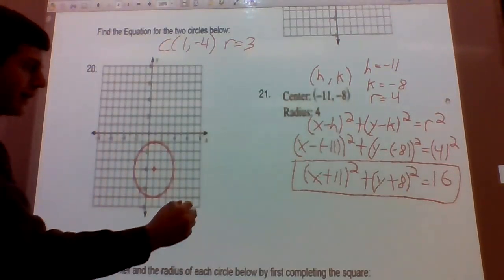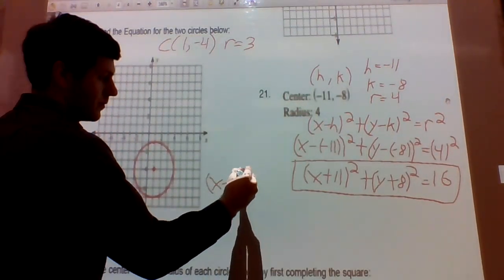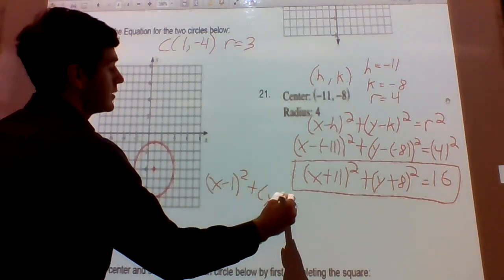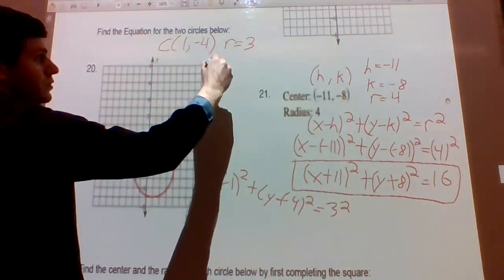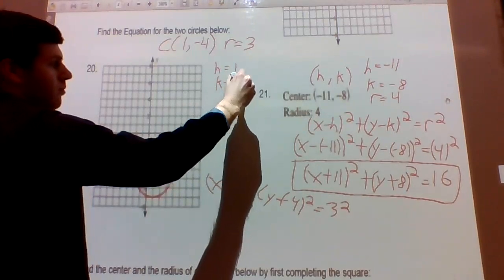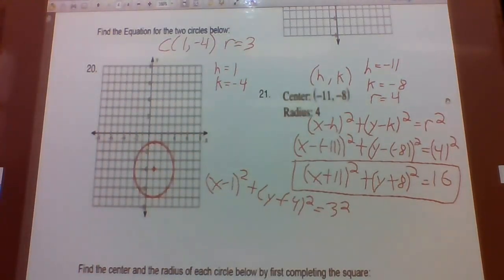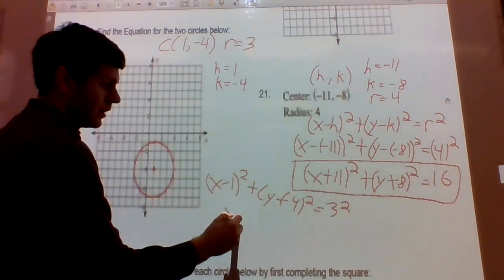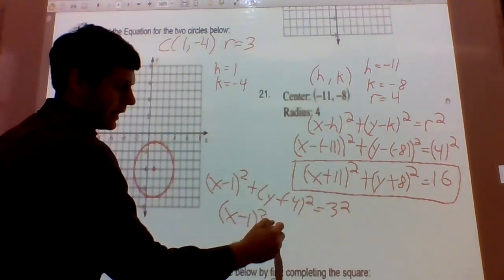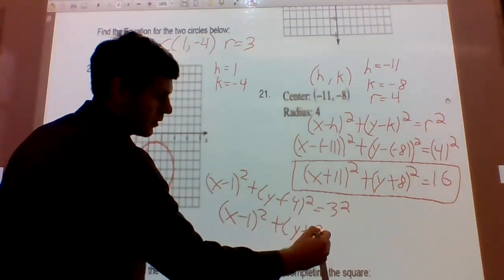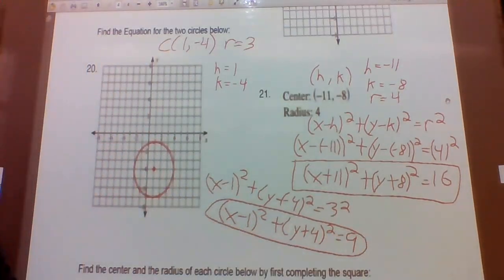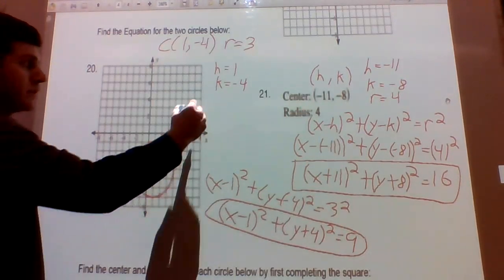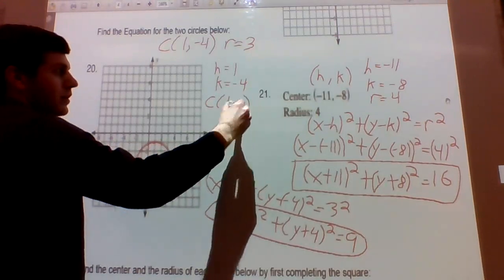So put in the equation, we have x minus 1 squared plus y minus negative 4 squared equals 3 squared. All right, again, h equals 1, k equals negative 4. Again, you could skip this step if you wanted: x minus 1 squared, and negative and negative is a positive, so it's y plus 4 squared equals 9. Okay, and that's going to be our equation for this one. Right, h, k is the center, then we got r.